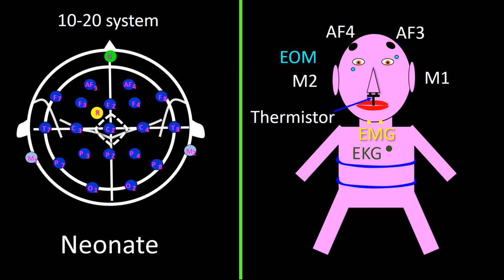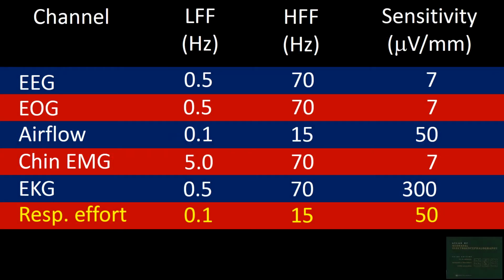Chest and abdominal movement reflecting respirations should also be recorded. The setting for respiratory effort monitoring at the level of the chest and the abdomen should be low frequency filter of 0.1 Hz, high frequency filter of 15 Hz, and sensitivity of 50 microvolts per millimeter.